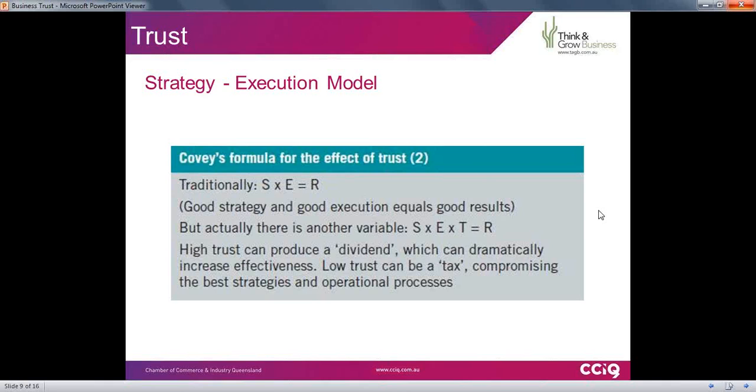So when we look at it like that, operating in a world of high trust, you create a dividend for your business. A dividend which dramatically increases the effectiveness of the business. It dramatically increases the cost advantages that you may have. When you operate in a low trust environment, it's like a tax, and it compromises the best strategies and operational processes. It makes good business sense, but it's also the realm of the few.